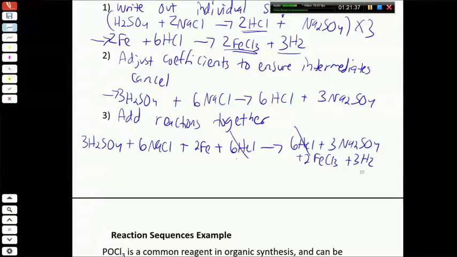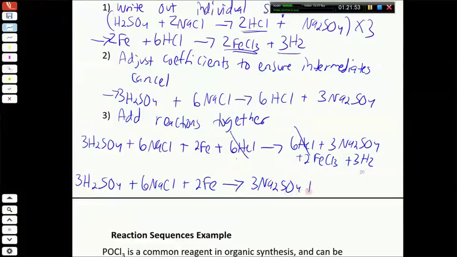So we remove it, and we finally write our final equation as 3H2SO4 plus 6 NaCl plus 2 irons goes to 3 Na2SO4 plus 2 FeCl3 plus 3 H2. You could have written the reactants and products in different orders, but this is what you get on each side. So we make sure that the intermediates cancel, and then we can add them together.